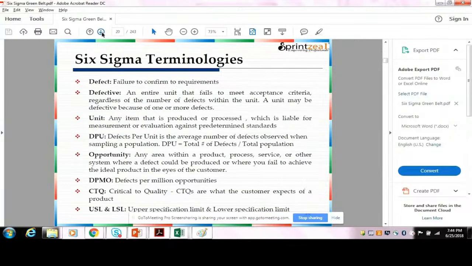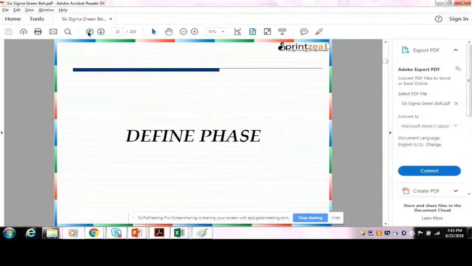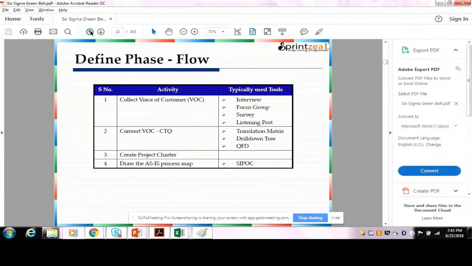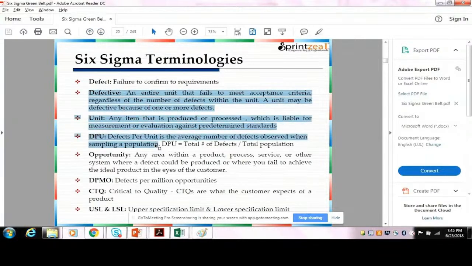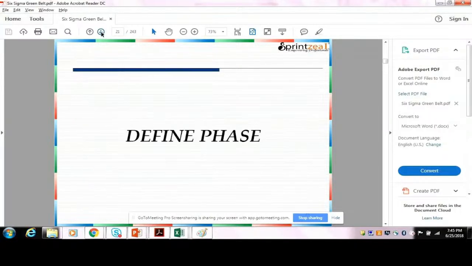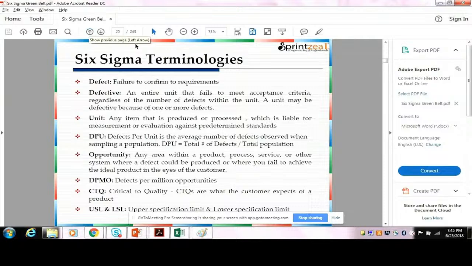So I will move ahead to basic Six Sigma terminologies. We have something known as defect, defective, unit, DPU, opportunity, DPMO, CTQ, USL, and LSL. I will flip through these slides. We will begin with the define phase. Instead of going through it in the slides, we will do a practical example to understand all these concepts.